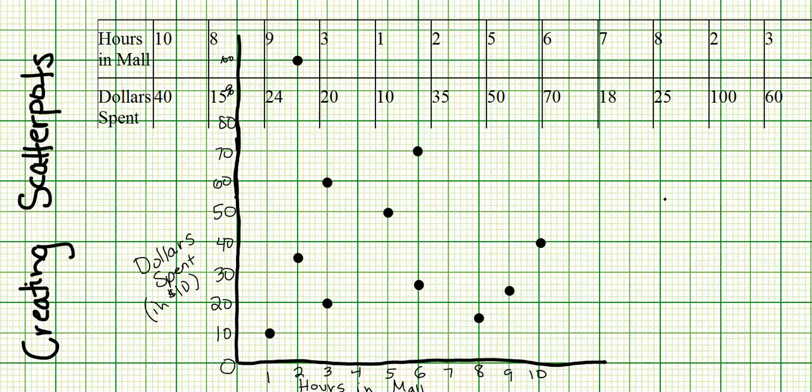Just because you spend a lot of hours in the mall does not guarantee you're going to spend a lot of money. This person who spent 10 hours in the mall only spent $40. So this seems to really have no correlation. So I went through and I cleared all those data points, and I'm going to do a for instance sort of thing.